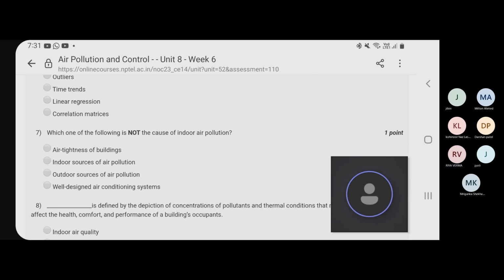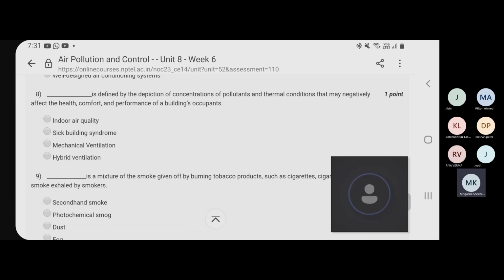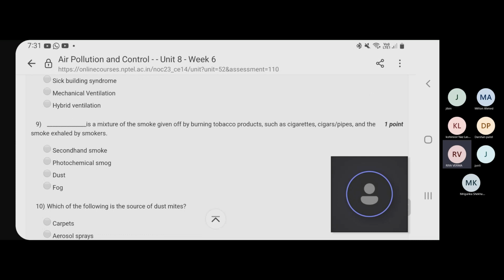True. Next is question number eight. Nine, eight, nine, and 10, I have doubt. Okay. Eight. Dash is defined by the depiction of concentration of pollutants and thermal conditions that may negatively affect the health, comfort, and performance of a building's occupants. Okay, it will be your sick building syndrome. Eighth is your option B, sick building syndrome.